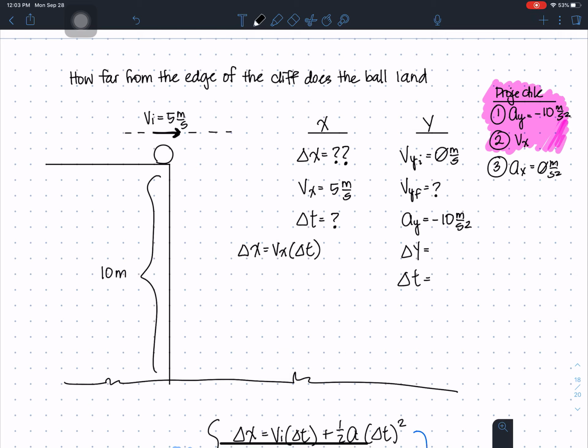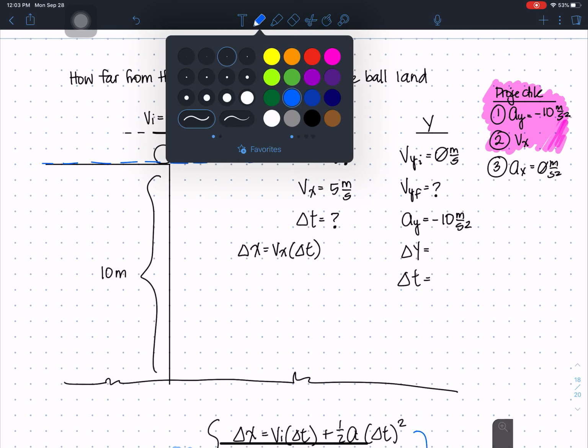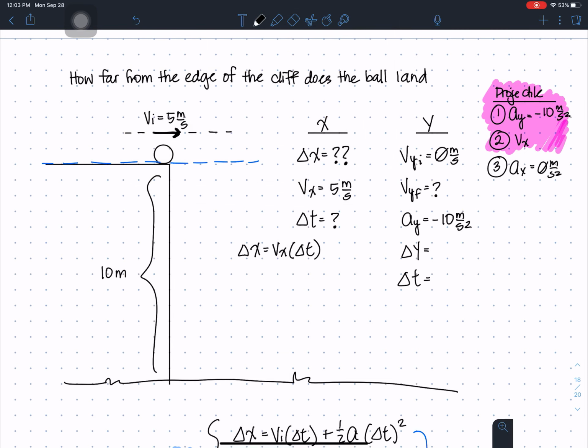Acceleration in the y is gravity, negative 10 meters per second squared. Delta y is 10 meters, but because I think I will make my 0 the top of the cliff, which I'm dotting in blue, that is my 0, which means that the ball moves downwards in the negative direction, and delta y is negative 10. And delta t I don't know.